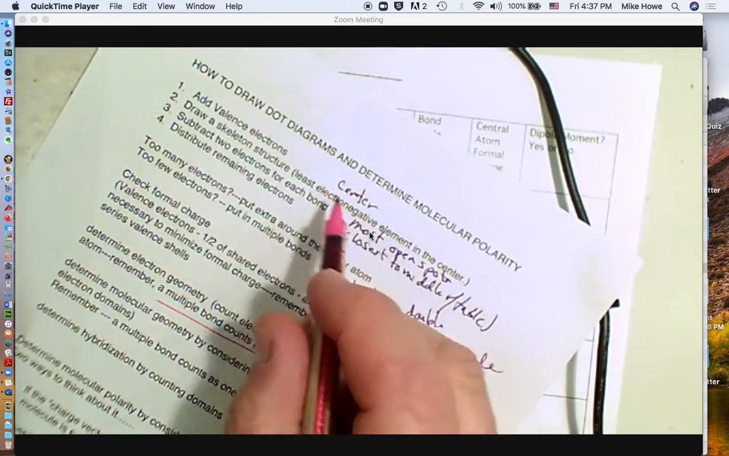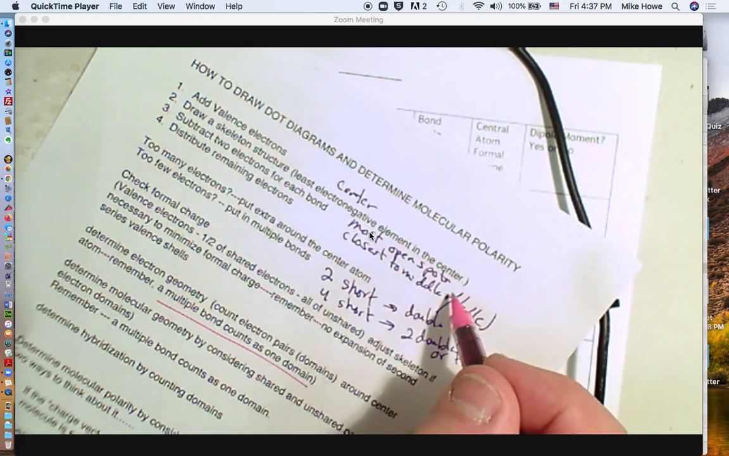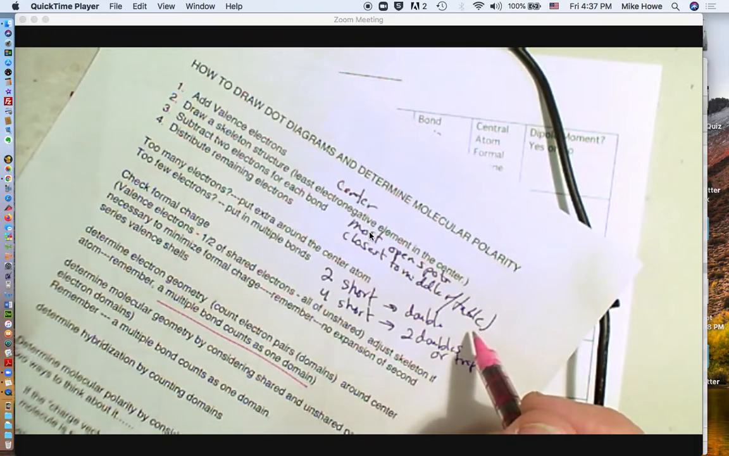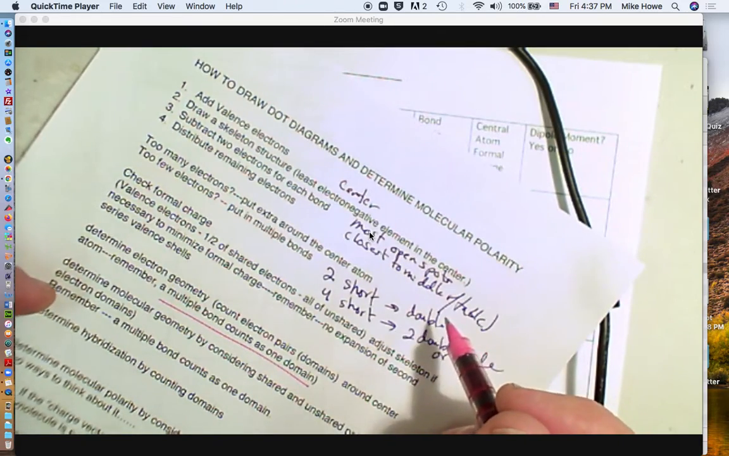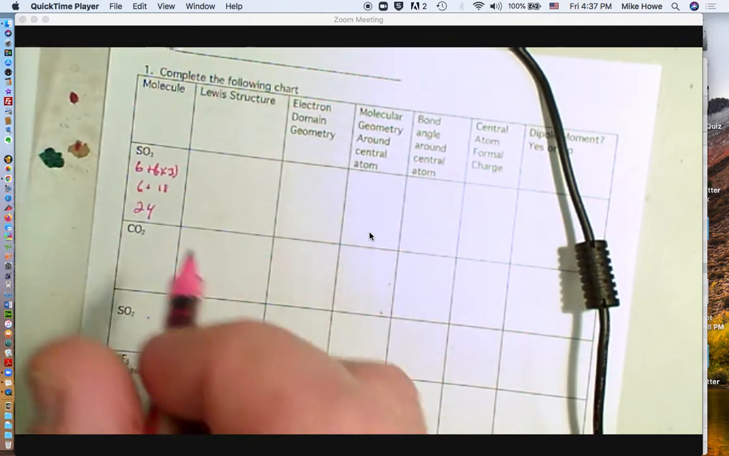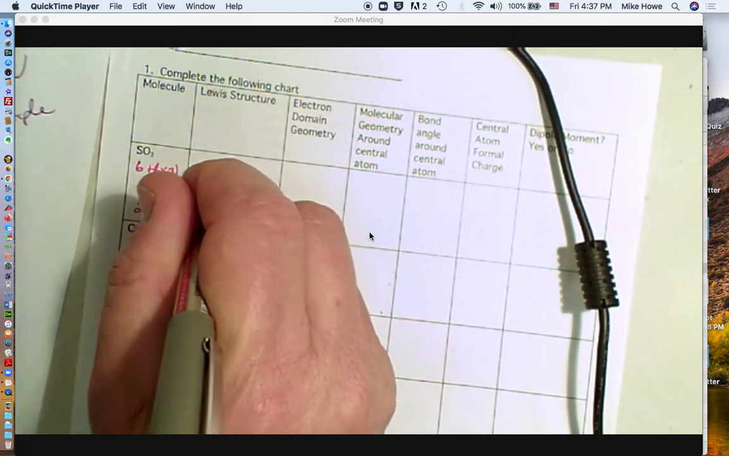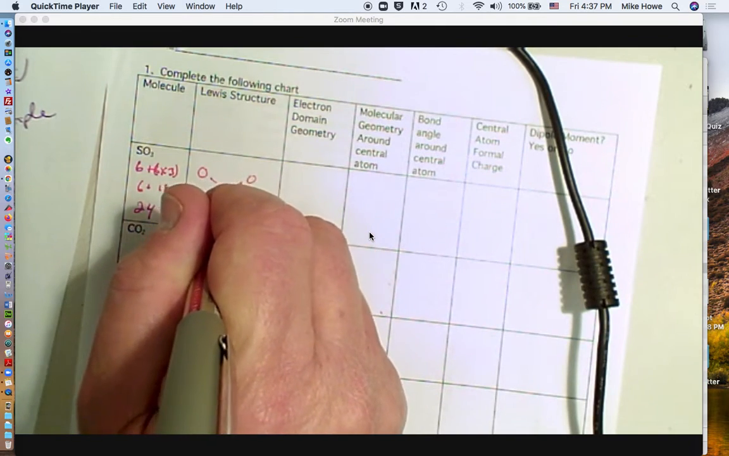The center atom of the skeleton structure will be the one that is least electronegative, or the one with the most open spots, or the one closest to the middle of the table. In this case, the open spots are the same, but sulfur is less electronegative than oxygen and is closer to the middle of the table. So we'll put it in the middle, like this.